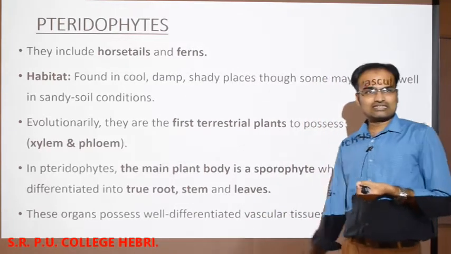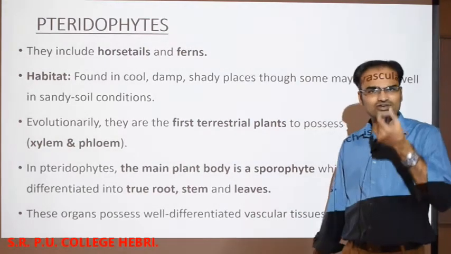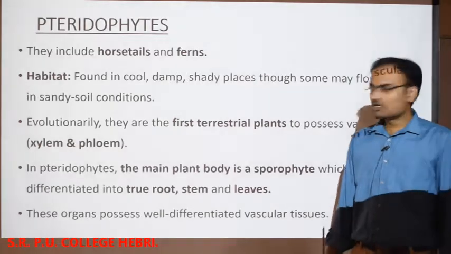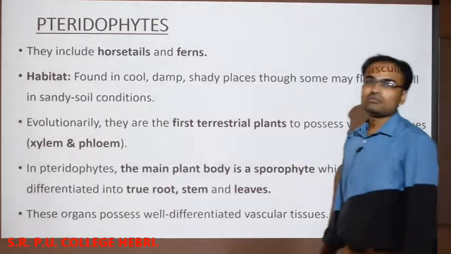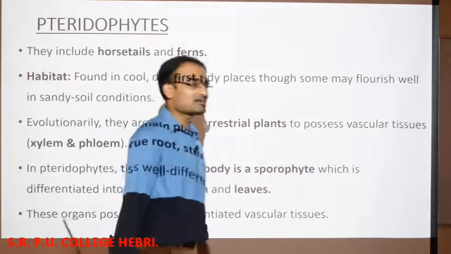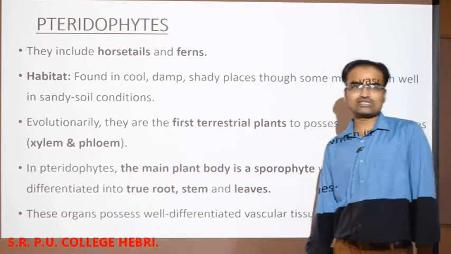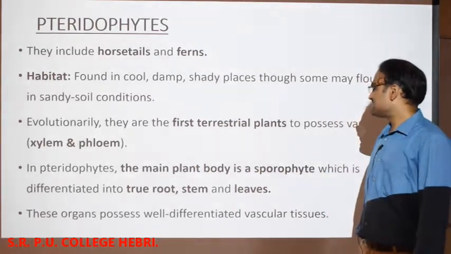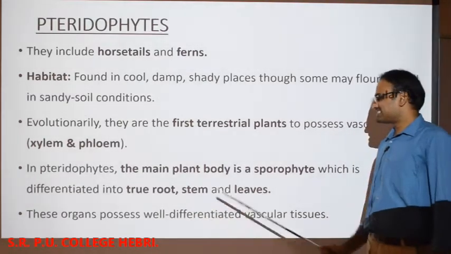In pteridophytes, the plants are somewhat erect, and they are the first terrestrial plants to possess xylem as well as phloem. In pteridophytes, the main plant body is a sporophyte, while in algae as well as in bryophytes, the main plant body was gametophyte, isn't it? That is the difference. We should note that difference properly here. The main plant body in pteridophytes is a sporophyte, which is differentiated into true root, stem and leaves.